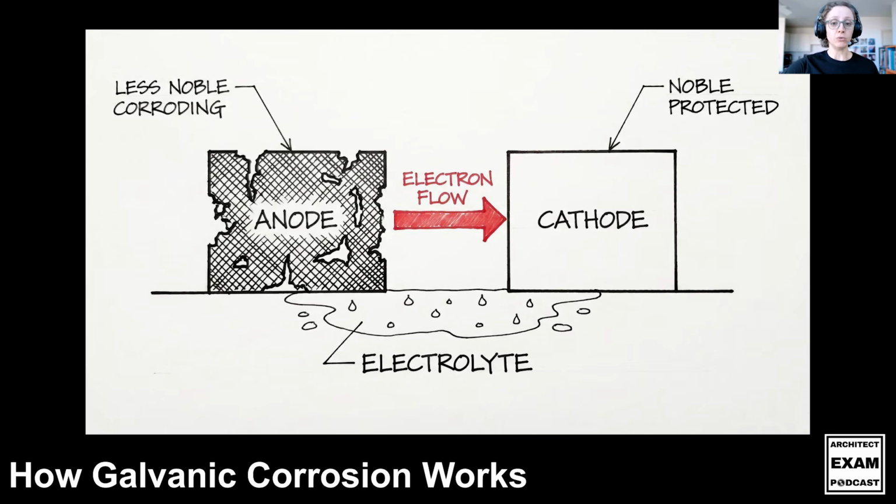Now, here are the terms you need to know. The anode is the active, less noble metal. That's the one that corrodes. It's giving up its electrons. The cathode is the noble metal. That's the one that's protected. It's receiving those electrons. Think of it like a bully relationship. The stronger metal steals electrons from the weaker one, and the weaker one breaks down. The bully gets stronger, the victim gets weaker. And in architectural terms, noble just means a metal that resists corrosion. Active means a metal that's prone to corroding.